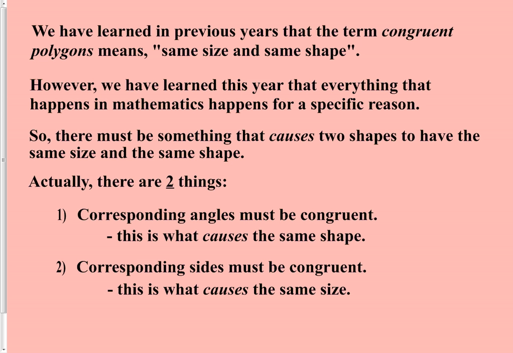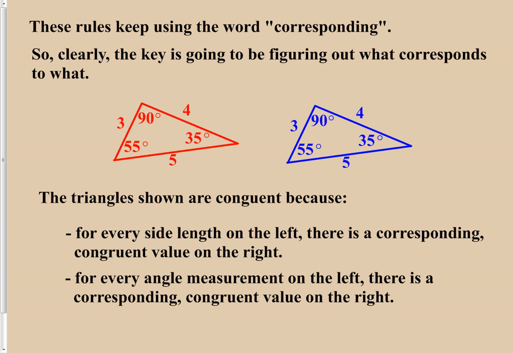Now, the corresponding side lengths all being the same, that's what's going to cause you to have the same sized figure. So that's what causes the same size. When you get all that happening all at the same time, you end up with congruent polygons. Now, the real key to all of this is not understanding the definition. The key to this one is being able to match up everything.